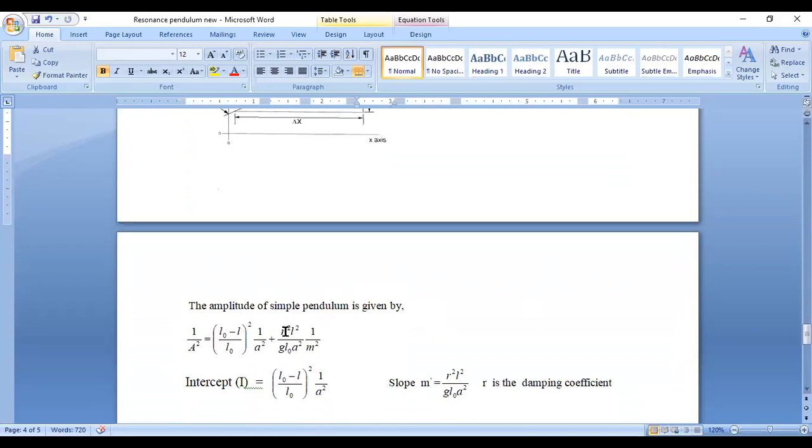plus R square L square. G is, you know, the acceleration due to gravity. L0 is the resonance length. A is a constant, that is a square into 1 upon a, 1 upon m square, where m is the mass of the simple pendulum that we have already taken.